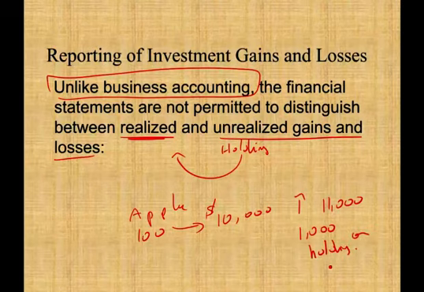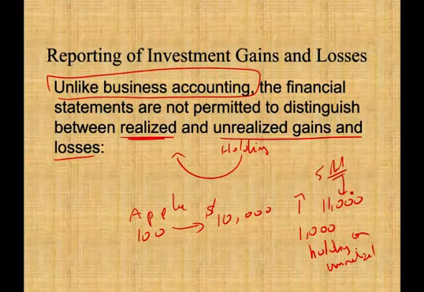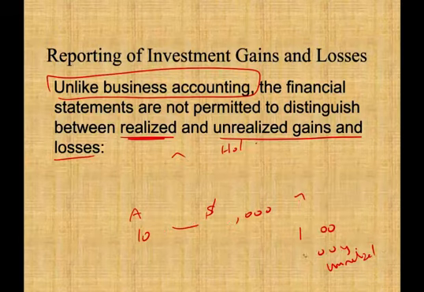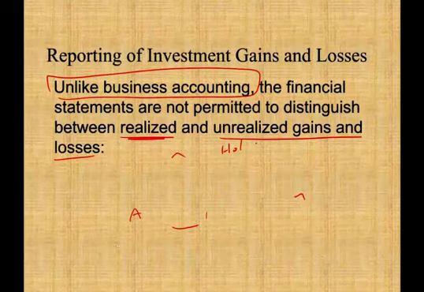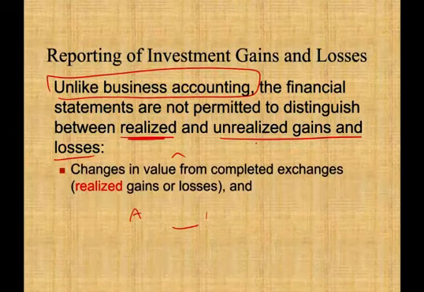Now you have a holding gain of $1,000, also called unrealized. For business accounting, you have to show this as an unrealized gain. For the private purpose trust fund, you show it without differentiating, so you don't differentiate between realized and unrealized. So when is the gain realized? If you sold the 100 shares and got the $11,000, it becomes realized. But for the private purpose trust, you don't differentiate between realized and unrealized, which is a little bit different than private accounting.